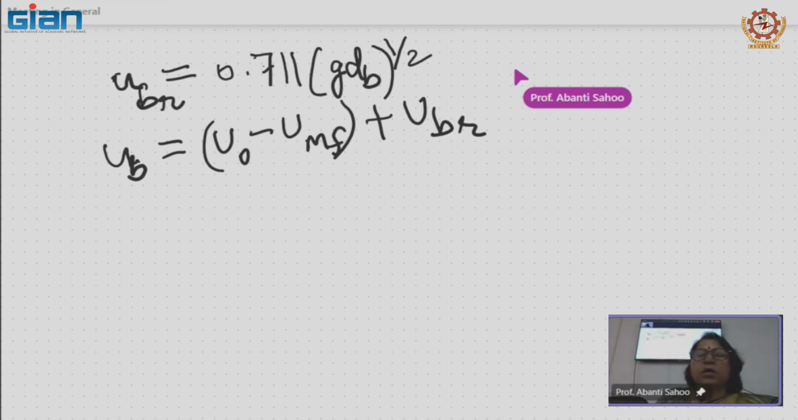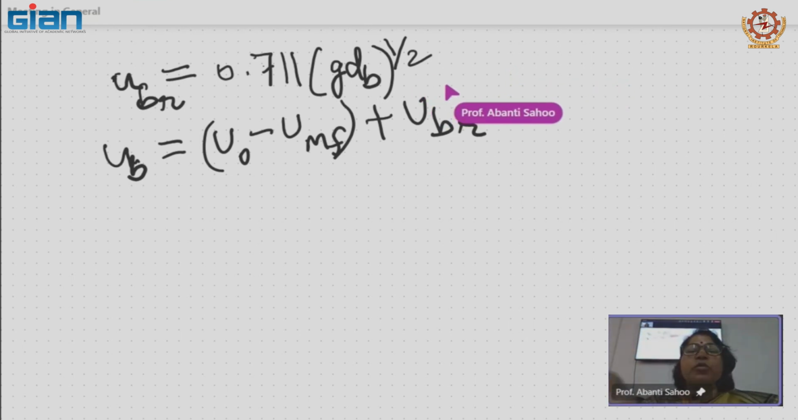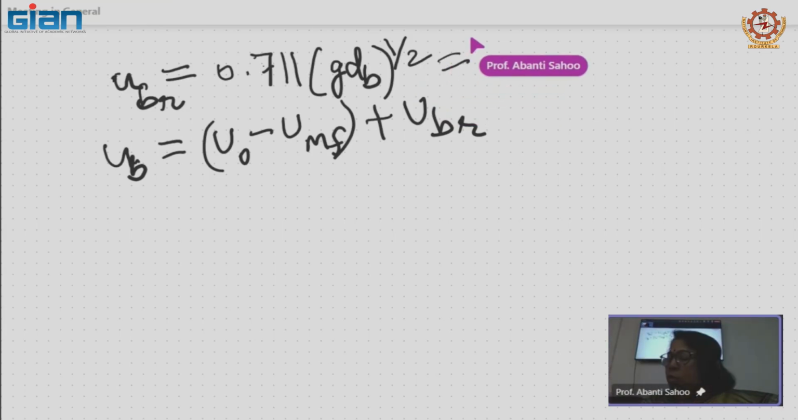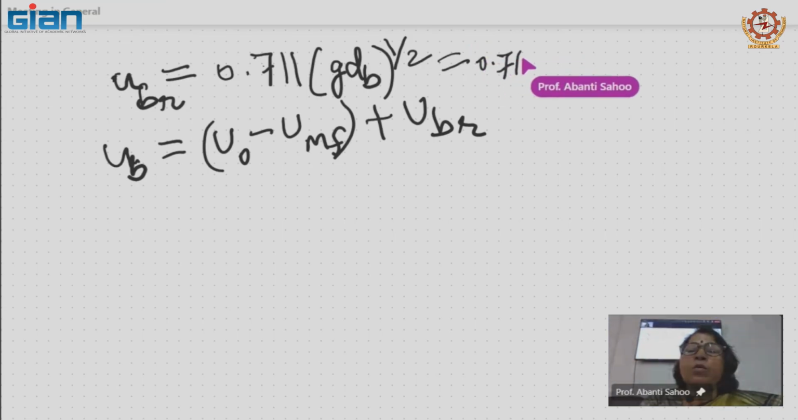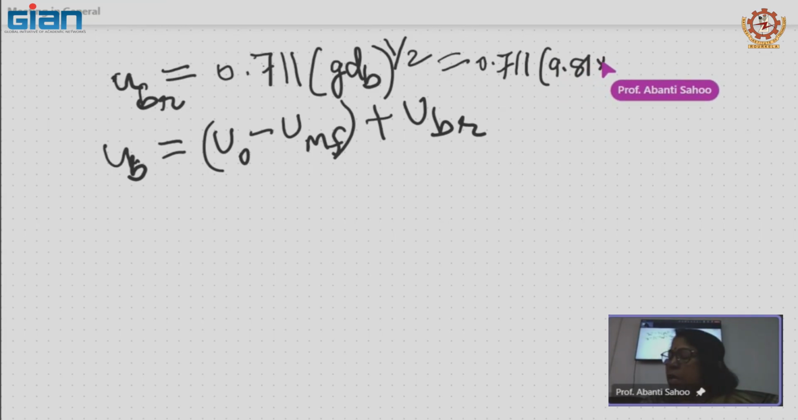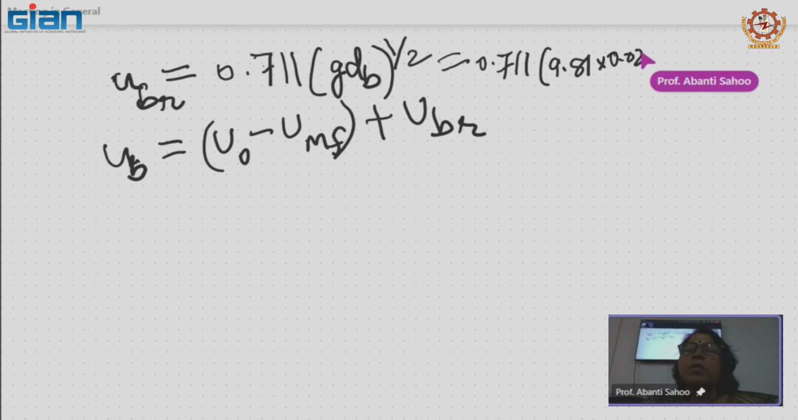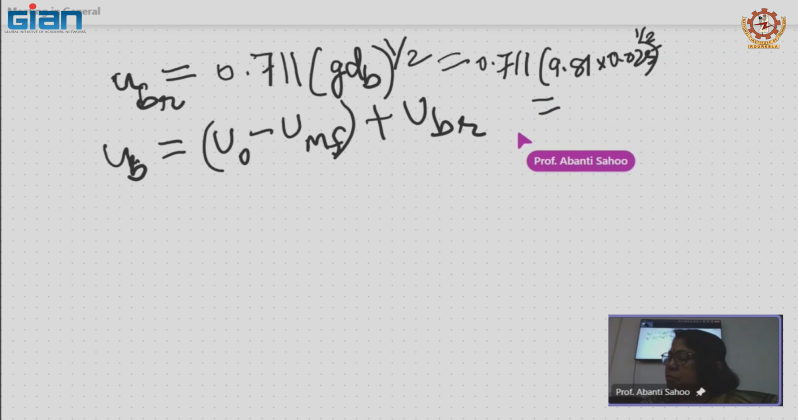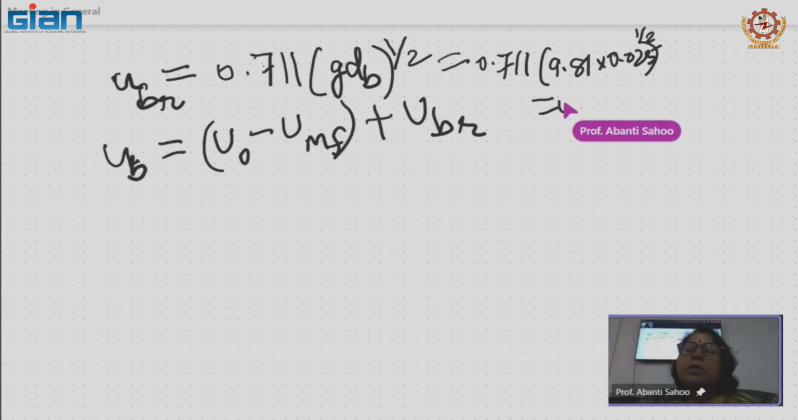So, substituting, the bubble diameter is given, so UBR we can calculate. UBR will be 0.711 into g, 9.81, into bubble diameter 0.025, to the power half. Calculating, UBR is coming 0.3521 meter per second.